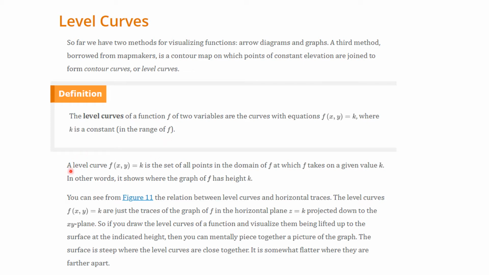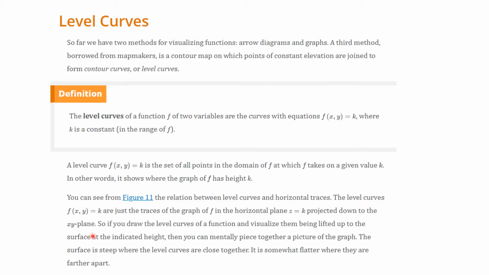Now, a level curve, f of (x, y) equals k, is the set of all points in the domain of f at which f takes on a given value k. You see, this ends up being a two-dimensional graph. In other words, it shows where the graph of f has a height of k. So there's a relationship between the level curves and the horizontal traces. The level curves are just the traces of the graph in the horizontal plane z equals k, projected down to the xy plane. You want to think about what that means.